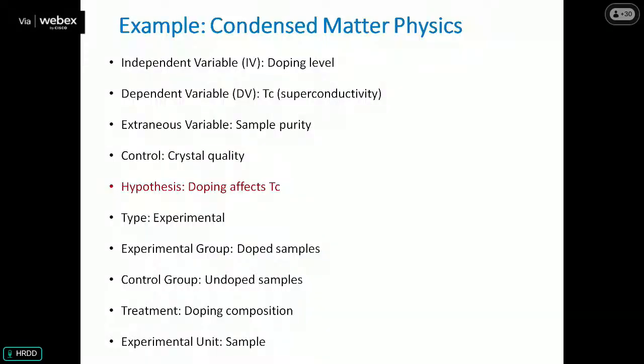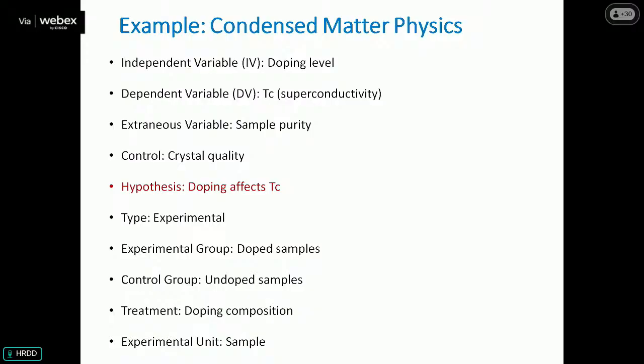So what will you plot? The doping concentration versus TC, and you will see whether it is increasing or decreasing, or there is a transition point. But if there are impurities, because this kind of superconductivity depends upon the crystal structure, it should be purely crystalline. Sample purity, the crystal quality, is very important. So that becomes the control.